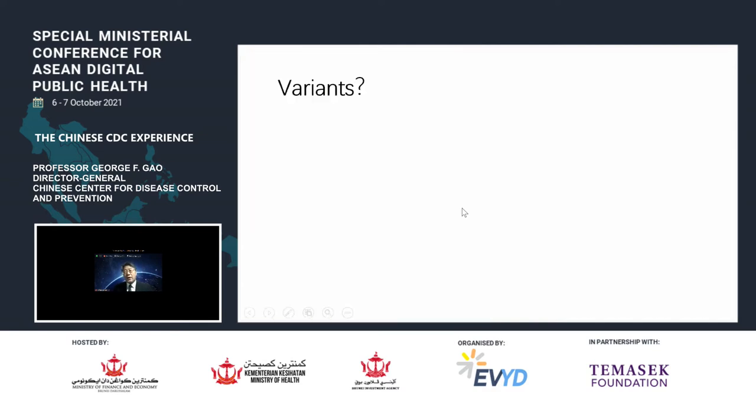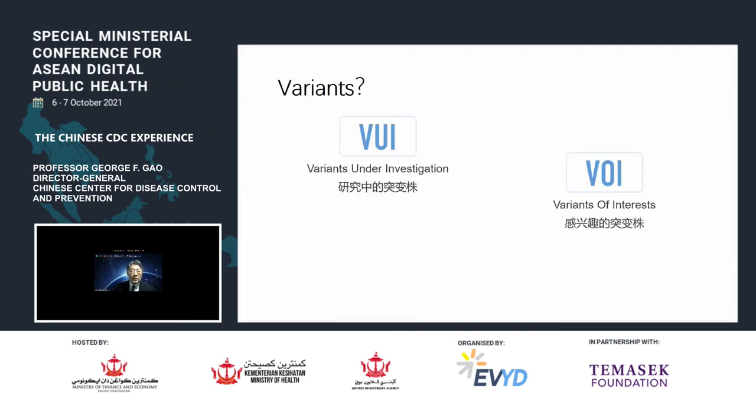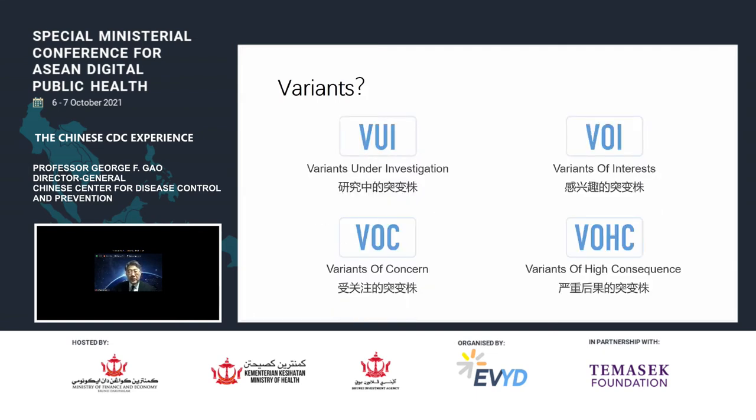Of course, while we are working so hard for the vaccination program, we are facing new variants. I think we already discussed this in the first session this morning. So we have so many names: variants under investigation, variants of interest, variants of concern, variants of high consequence. Then there are some suspect. With all those variants, will the vaccine under development or under clinical use work, especially for those variants of concern?